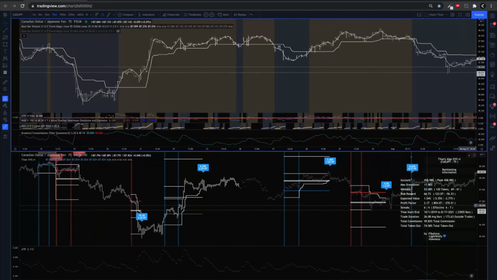Profit factor is 2.17. So every dollar you're putting in, you're going to make $2.17 back. Expected value per trade is above 1%. I like that. Risk to reward is nice and healthy. We've even got some streaks. You can play around with that if you want.